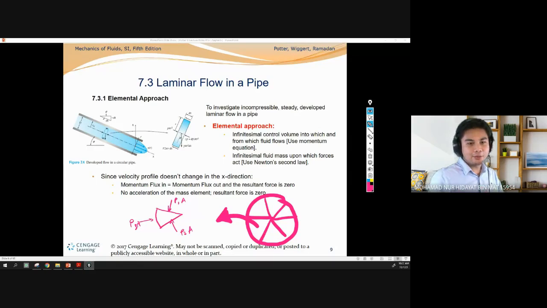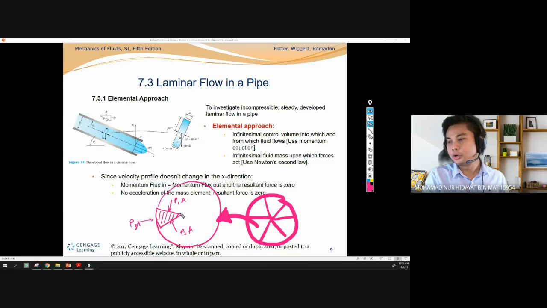So far, do you understand what the elemental approach is? After you find all this, you try to integrate. You will integrate over the whole region, and then you will get the final answer. Are you clear so far? With the elemental approach, you take only one small portion and do the analysis on that small portion. Finally, you integrate over the cross-sectional area, so finally you will get the whole solution.